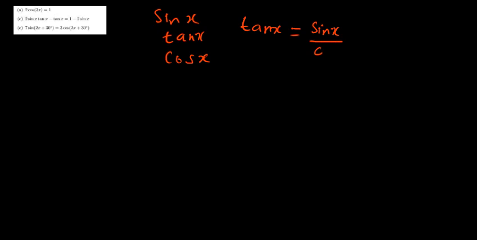Okay, so we have the sine ratio, the tan, and the cosine. We should note that tan theta, or tan x in this case, is equal to sine x over cos x. So tan x is equal to sine x over cos x.